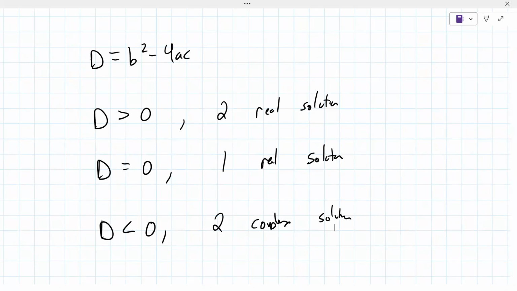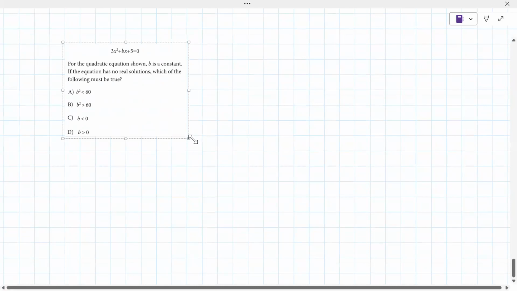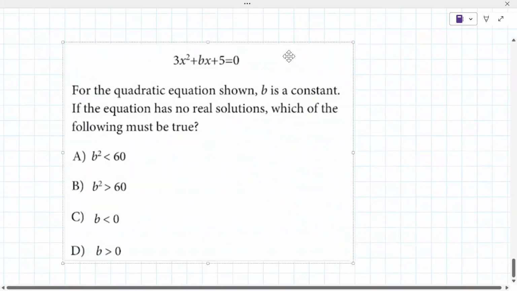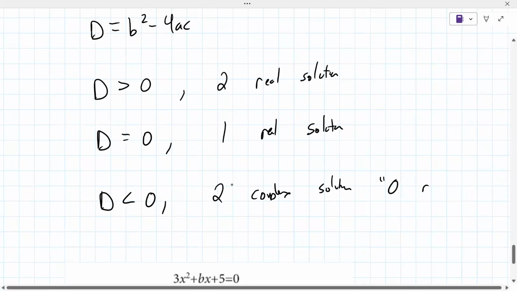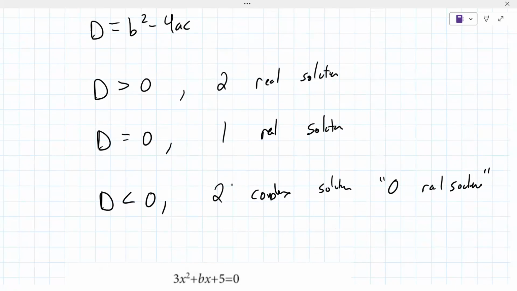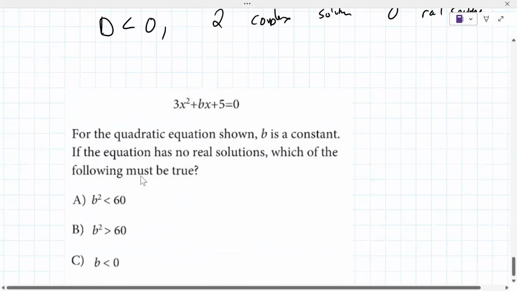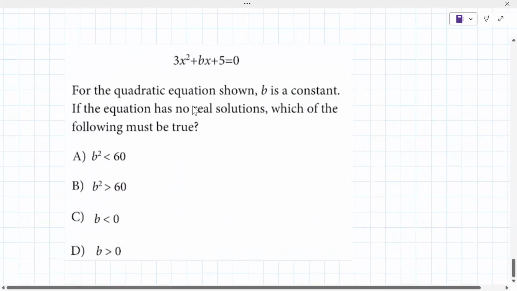I think, yeah. Okay. So there is the chance that you get one question where you have to rely on this, where when I snip it in, you'll see what I mean. It says for this quadratic equation shown b is a constant, and if it has no real solutions, that means 0 real solutions. So basically the discriminant is less than 0. Which of the following must be true? What they're asking you to do is essentially find the discriminant, b squared minus 4ac, and set it less than 0.